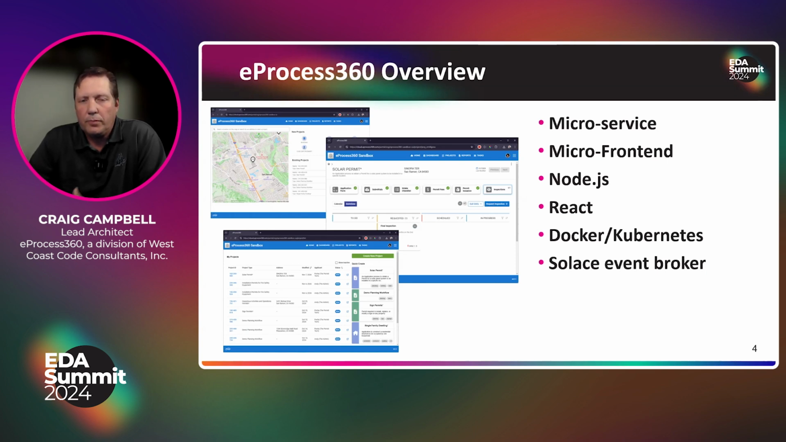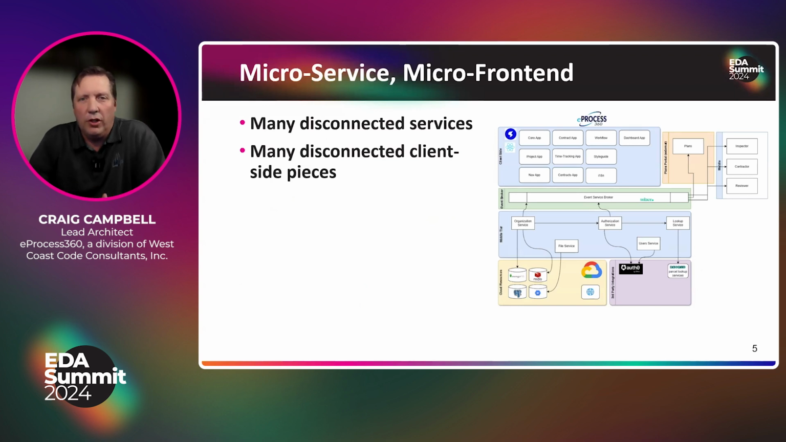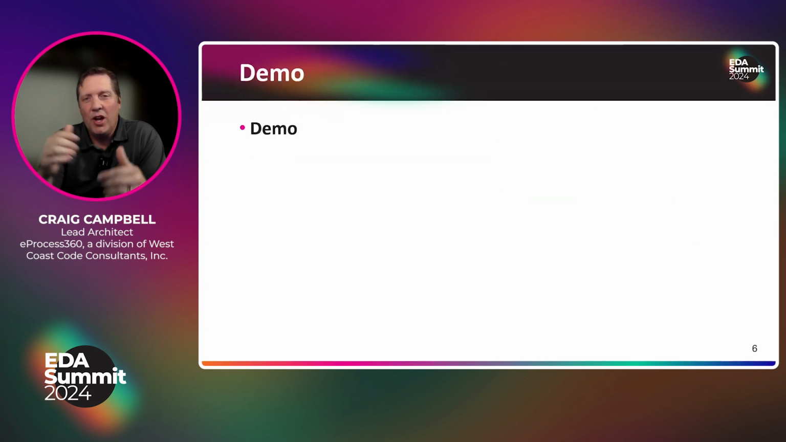So just a quick diagram of what we're looking at: again, many disconnected services. We can stand up services as needed. We can scale those services. We can move them around. We can put them in different regions. We can work on different things. And likewise, with our micro front end pieces, we end up with, again, many disconnected front end pieces. So all of these pieces let us work together.